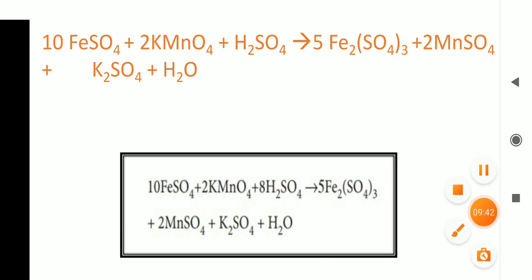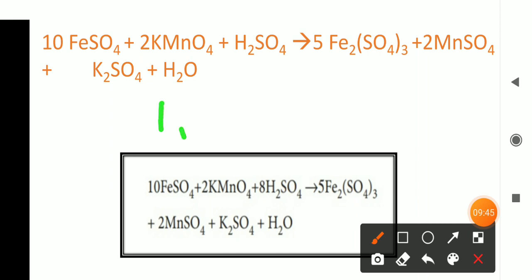So totally how many sulfurs do we have? We have 11 sulfurs on the reactant side. Then come to the product side. On the product side, how many sulfurs do we have?